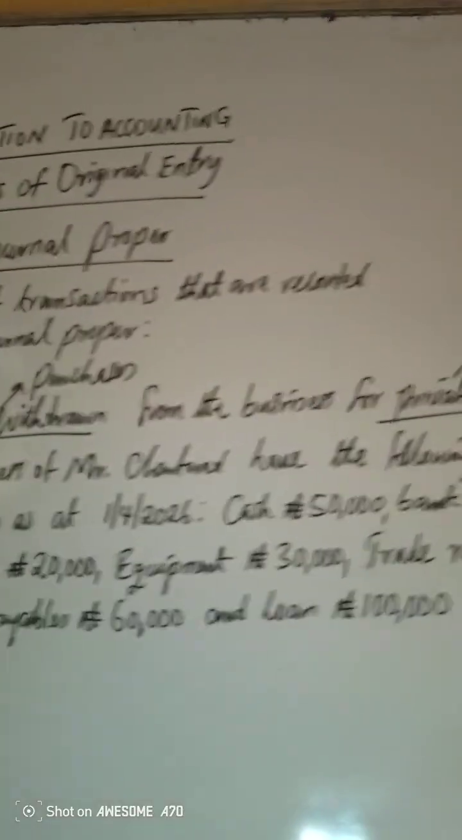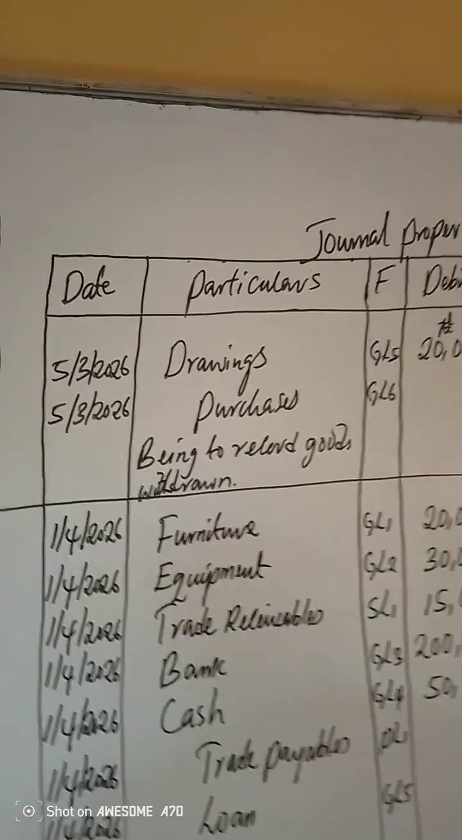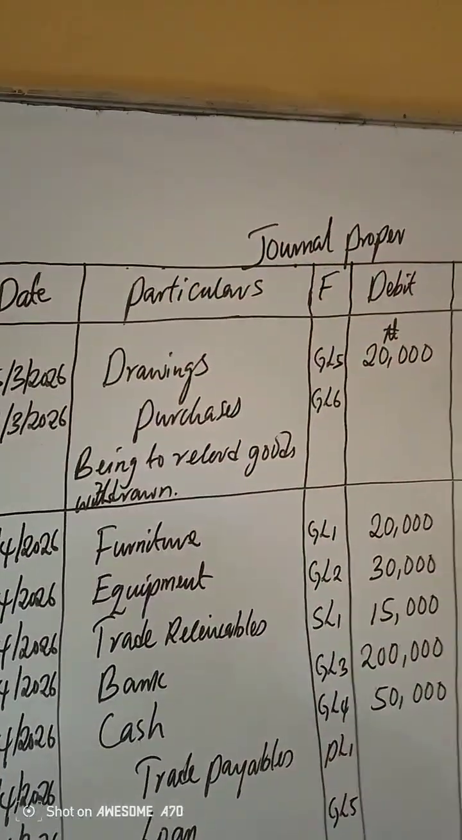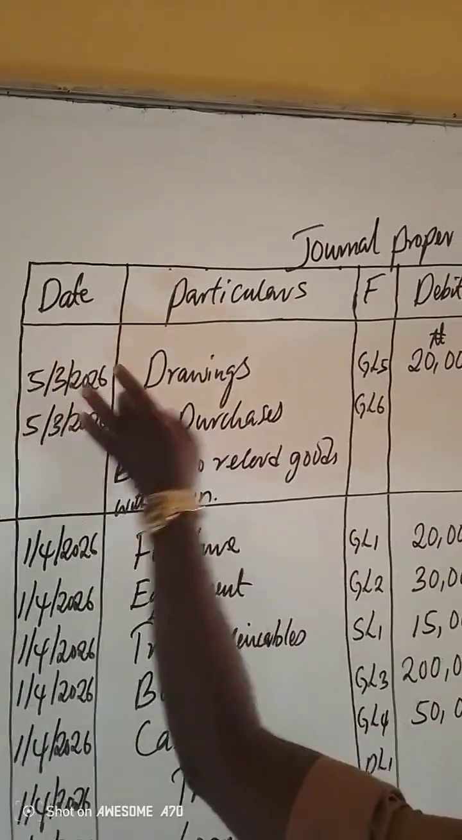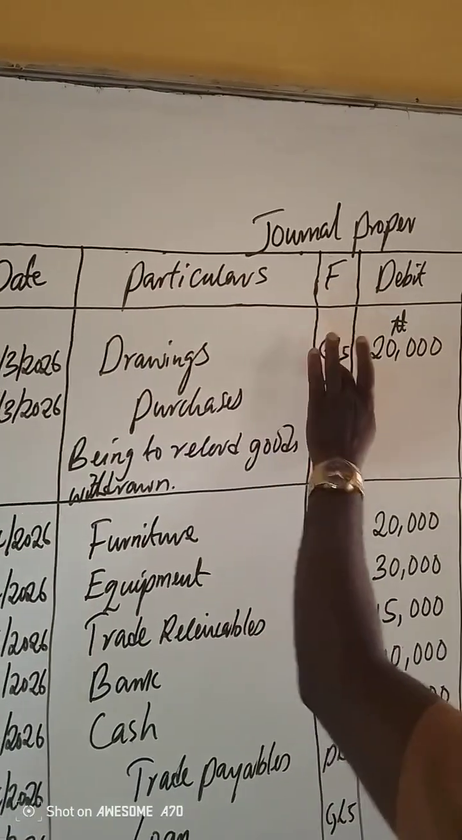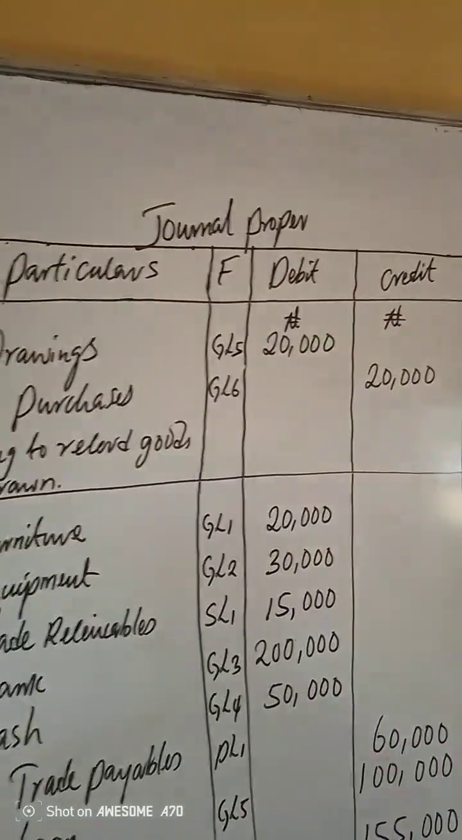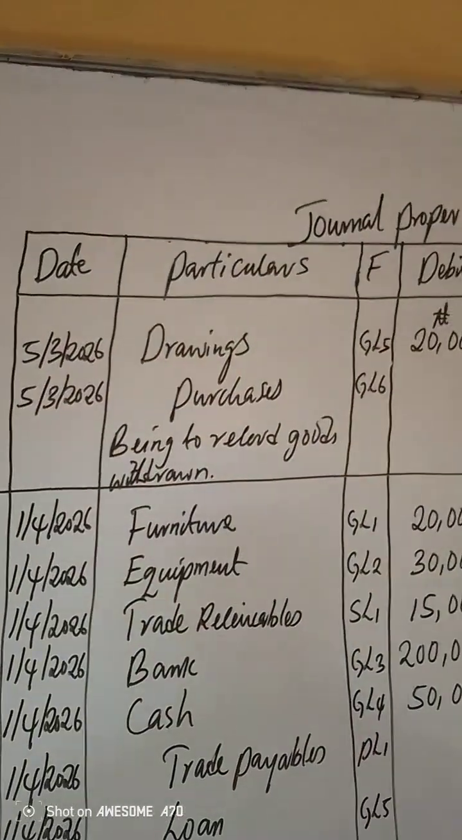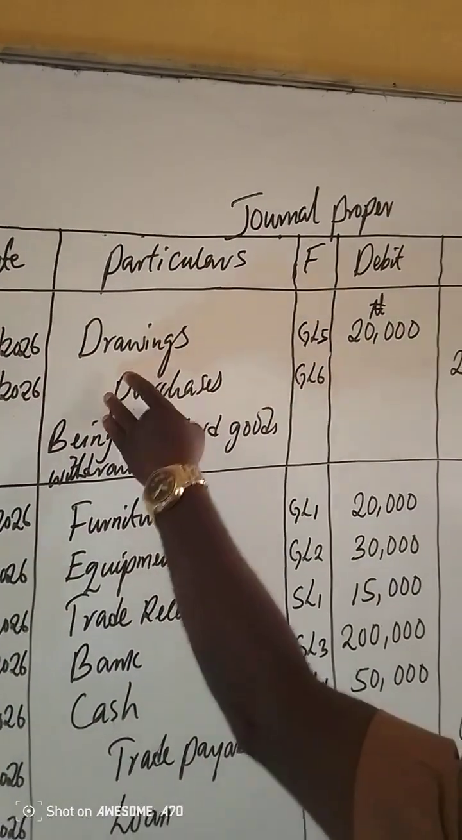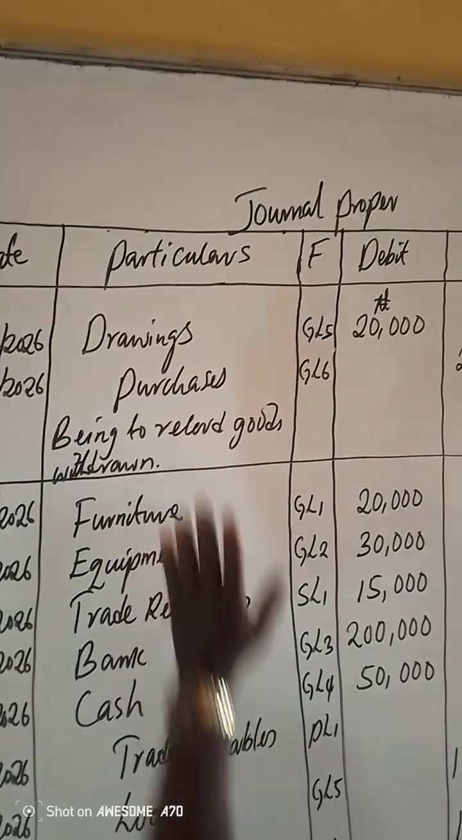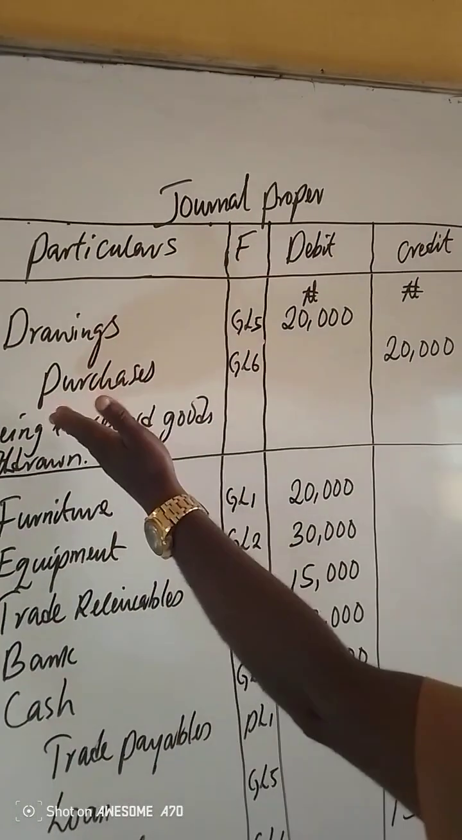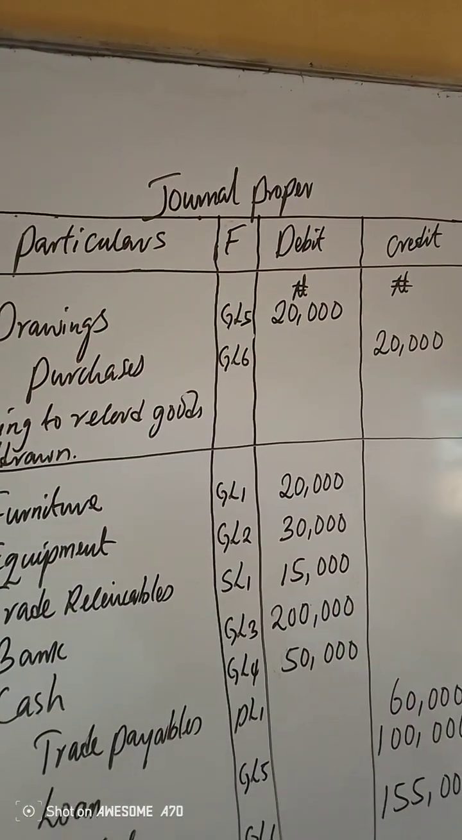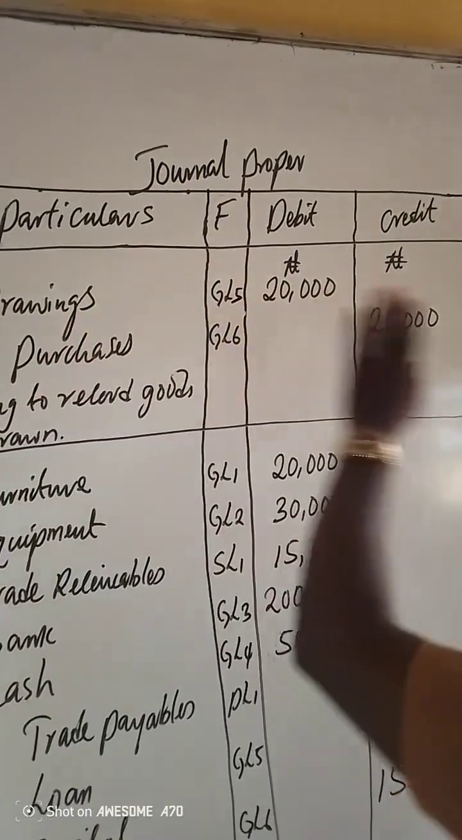Here, mind you, in the journal, the debit entry must be recorded first. So here, drawings is going to be debited. On the 5th of April, drawings, general ledger 5, and then we have 20,000. Then, as I said, purchases will be credited in this case. And mind you, you can see the indent, always indent clearly to show that this transaction is moving on the credit side. And then purchases will be credited with 20,000.